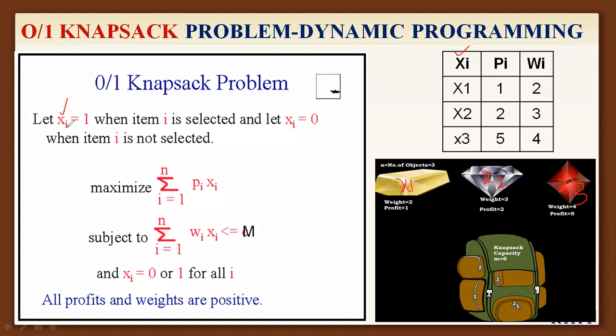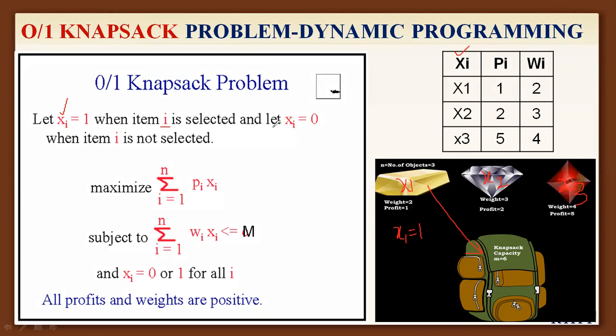So here x of i equal to 1 when item i is selected. When x of i is equal to 1, suppose x of 1 equal to 1, which means I am placing the complete item into the bag, without breaking the item down into some number of pieces. X1 equal to 1 means select the complete item and place it into the bag.